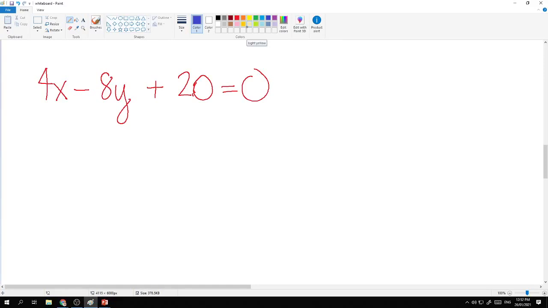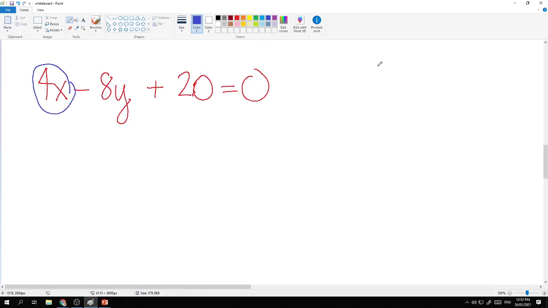What are you going to do with this? Which among the terms are you gonna transpose? Section Galileo, which among the terms are you gonna transpose? 4x. Okay, let's encircle that. Transpose 4x. What else? Negative 8y. Take note.